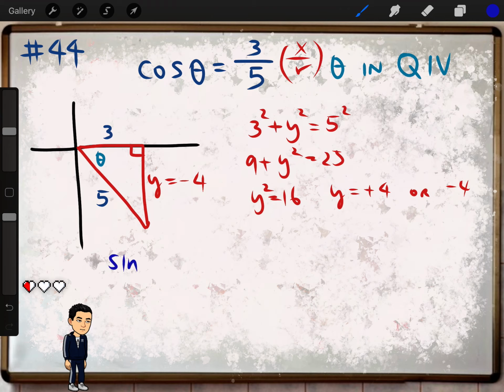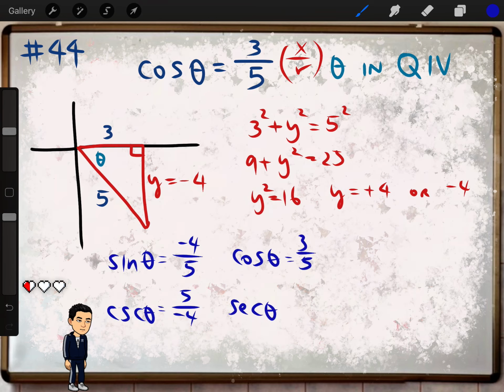Okay, so let's go ahead and just write down all 6 trig functions. So first of all, let's do sine. That's going to be y over r, so that's going to be negative 4 over 5. So cosecant, the reciprocal of it, so 5 over negative 4. I'm going to repeat writing the cosine theta. That's 3 over 5. That's given, right? So secant theta is going to be 5 over 3. Okay, so tangent, it's going to be y over x. So in this case, it's going to be negative 4 over 3. And then cotangent, the reciprocal of the tangent, is going to be 3 over negative 4.